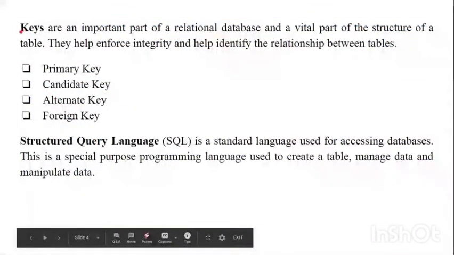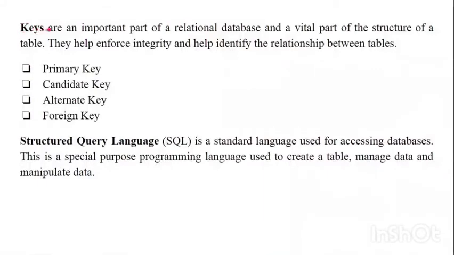Then we know the term keys. Keys are used to uniquely identify a record. Keys are an important part of the relational database and a vital part of the structure of the table. They help to enforce integrity and help to identify the relationship between tables. We have studied 4 types of key: primary key, candidate key, alternate key and foreign key.